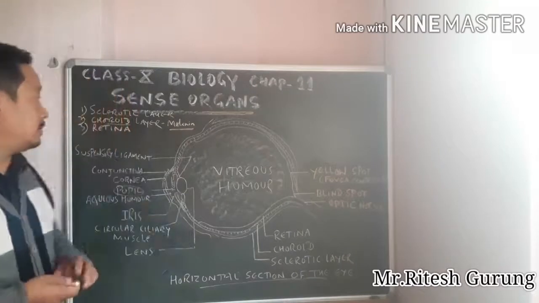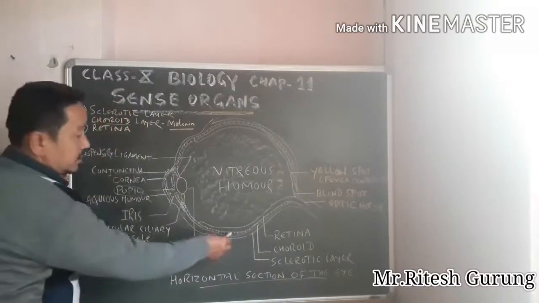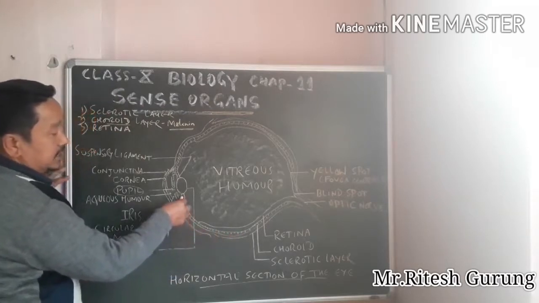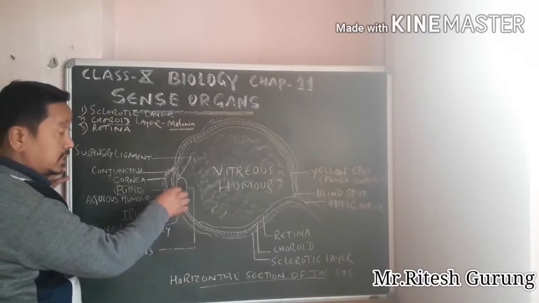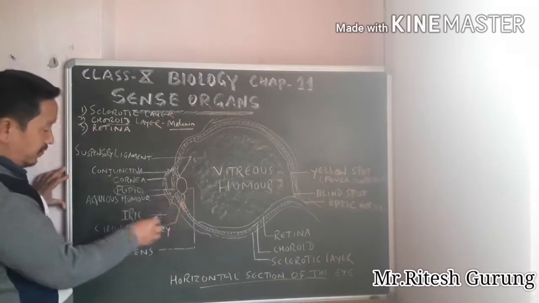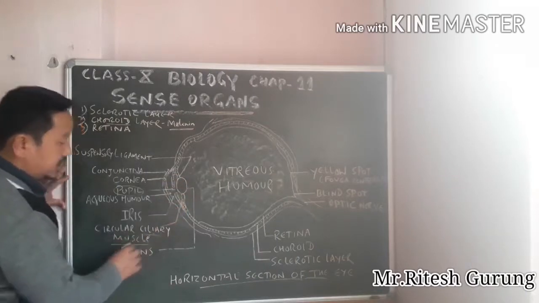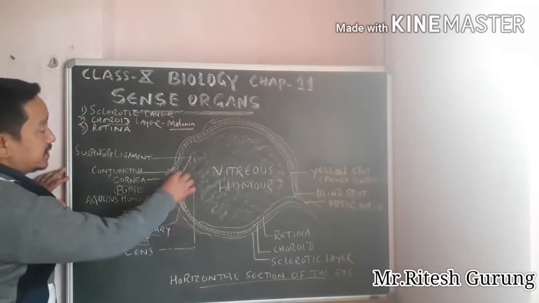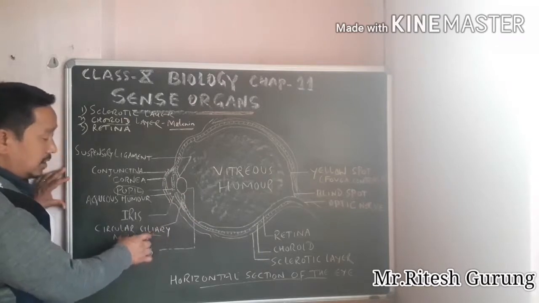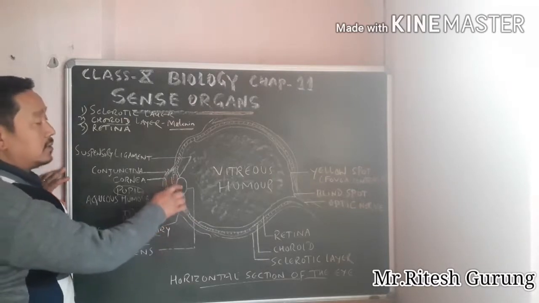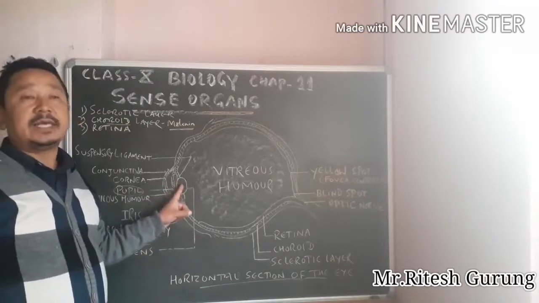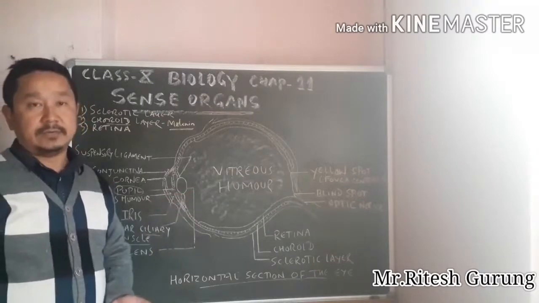All right, then this choroid layer is extended to the frontal region of the eye also, in the form of ciliary muscles or ciliary body, from both sides. The ciliary muscle alters the shape of the lens as per the need.